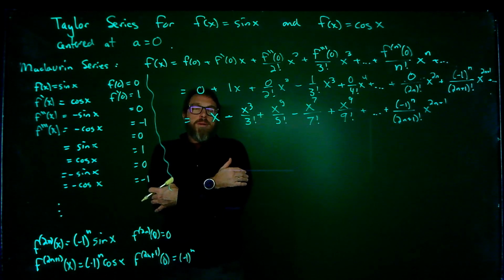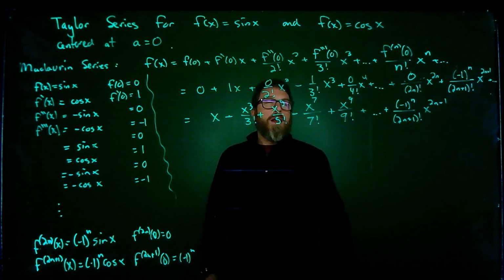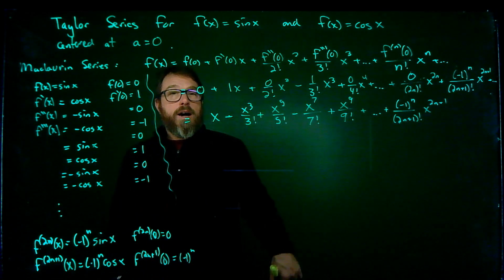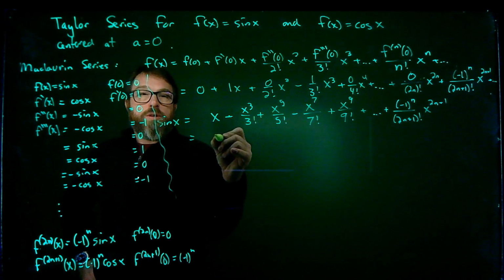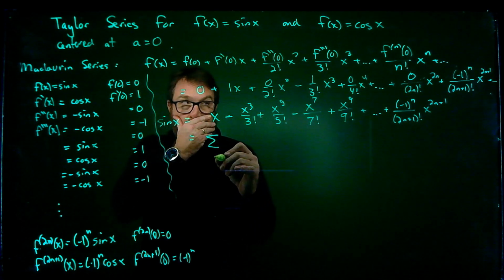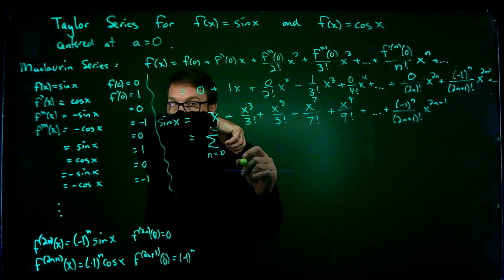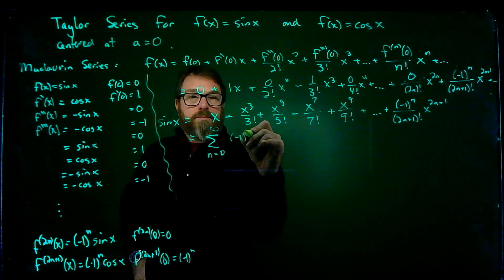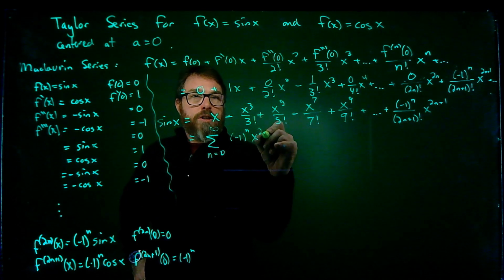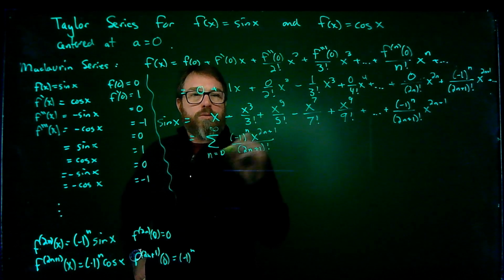What I like about this is sine is an odd function. You can see that all the odd powers remain, and so this is equal to our sine of x, which we can really write as the summation from n equals 0 to infinity of negative 1 to the n, x to the 2n plus 1 all over 2n plus 1 factorial.